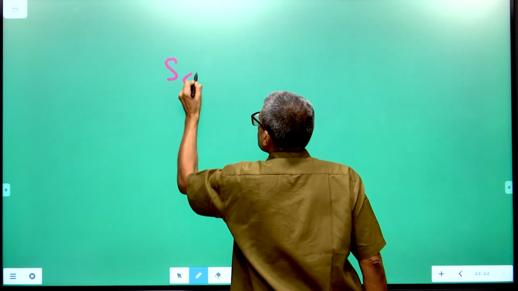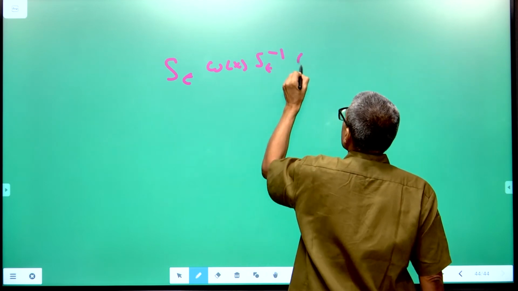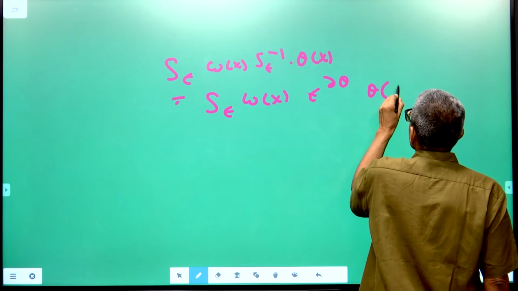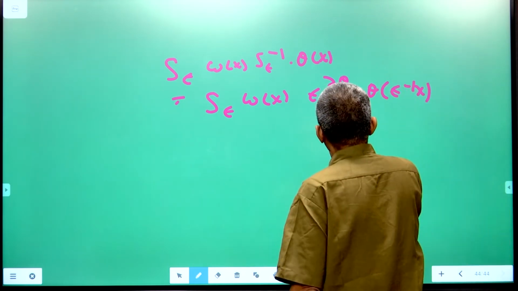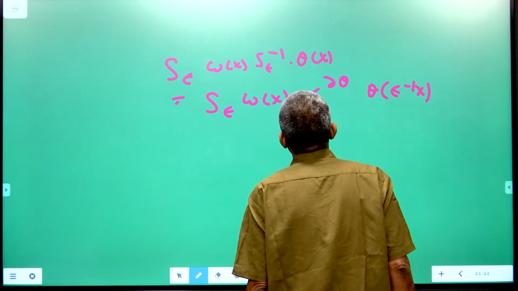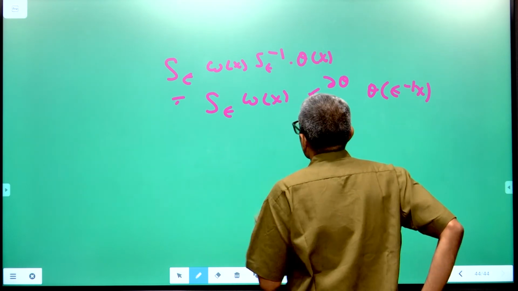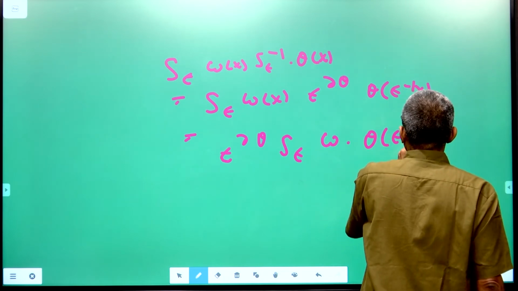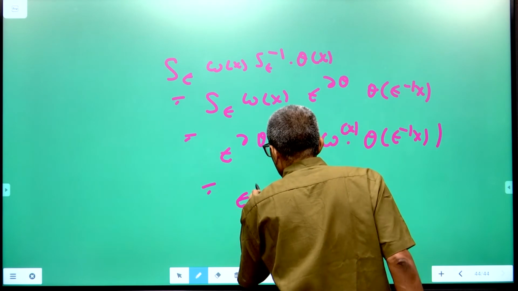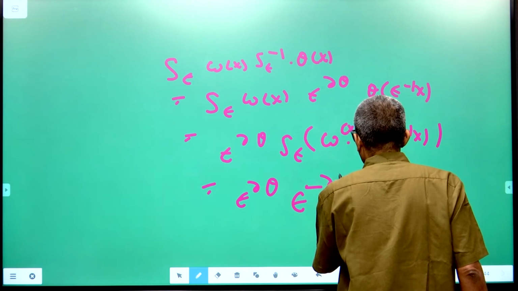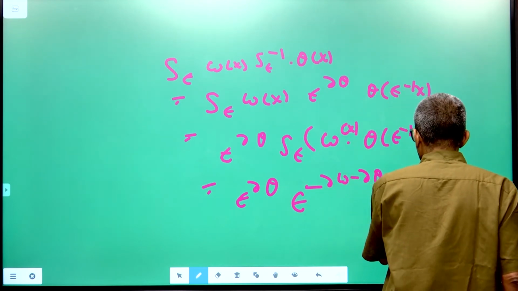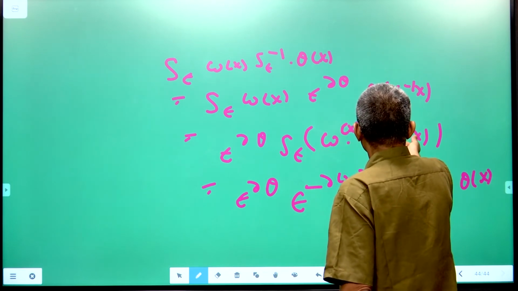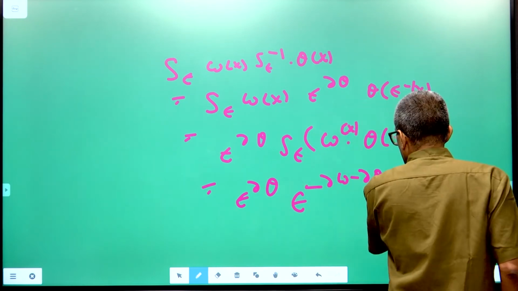Let us do it again. S epsilon omega x S epsilon inverse acting on theta x is equal to S epsilon omega x epsilon power degree theta into theta of epsilon inverse x, which is equal to epsilon power degree theta into S epsilon acting on omega times theta of epsilon inverse x. Acting on this, it is epsilon power degree theta multiplied by epsilon power minus degree omega minus degree theta into omega of epsilon x into theta of x. The second Getzler scaling by S epsilon will take the x here to epsilon x, and epsilon inverse x will go to epsilon times epsilon inverse x, which is x. So, you get this, and this will cancel out with this.